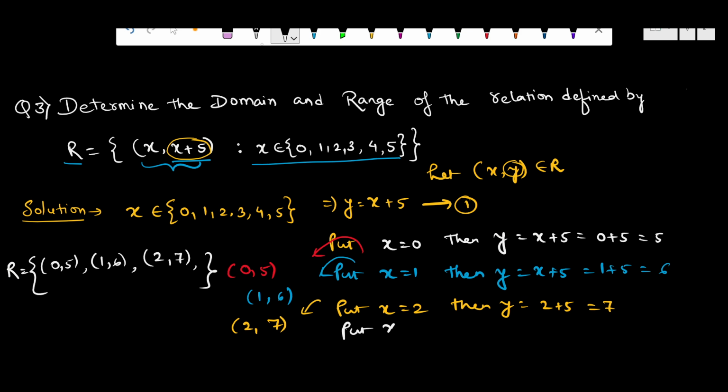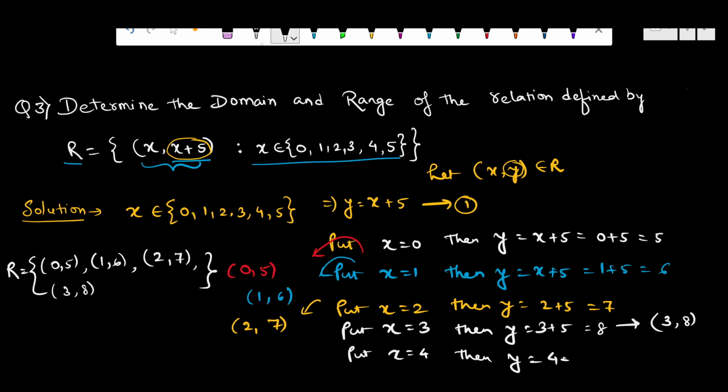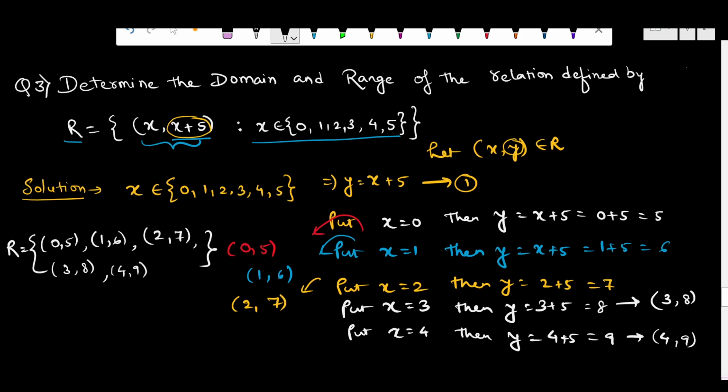Similarly, put x equals 3, then y equals 3 plus 5 equals 8. Then you get the fourth pair as 3, 8. Then put x equals 4. Then y equals 4 plus 5, which is equal to 9. Then you get the fifth pair as 4, 9. Then you can put x equals 5.